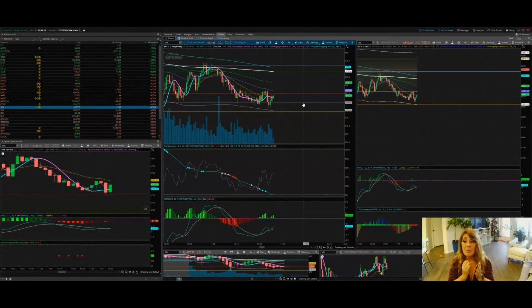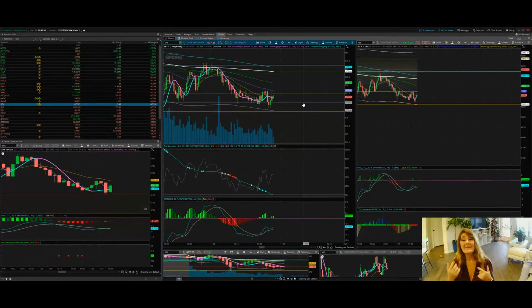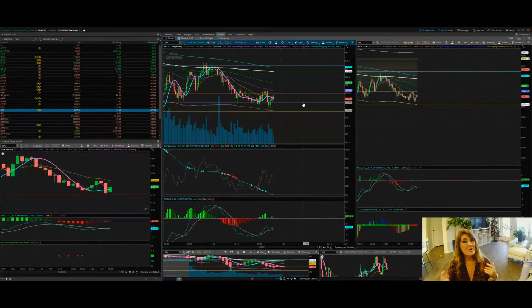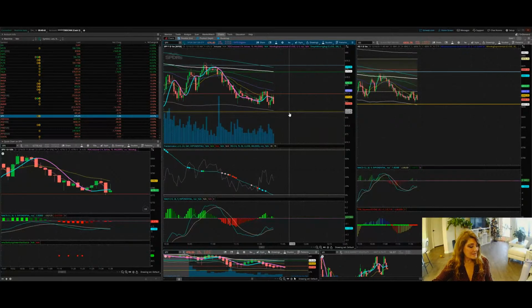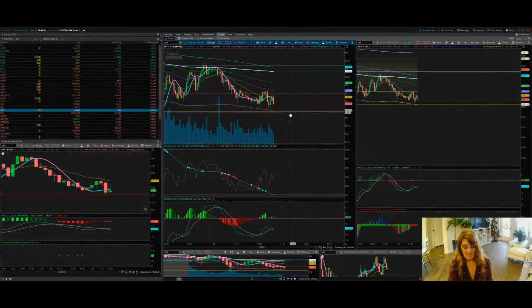So the reason that my win rate is so high is because I'm patient. I'm waiting for the right setups. And when I get it, then I'm going to take it, and I'm going to take my green. If I see green on my profit screen, you better believe I'm going to take it pretty fast. All right.